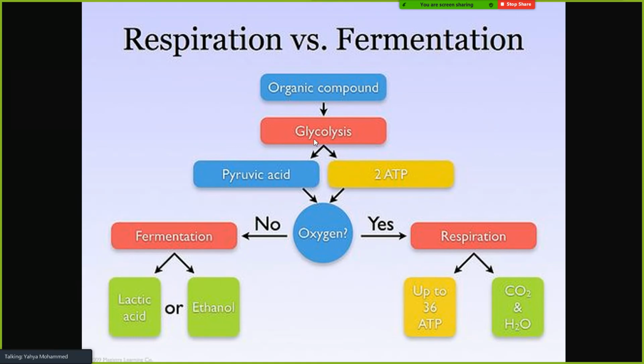So all of these go through glycolysis. So when you have respiration or fermentation, remember the glycolysis where glucose is turned into pyruvic acid, that always happens. But then you decide, okay, is there oxygen? If there is oxygen, it goes to the right. Respiration and all the stuff that we talked about is produced. Up to 36 ATP. Up to 36 plus the 2 from glycolysis, so 38.